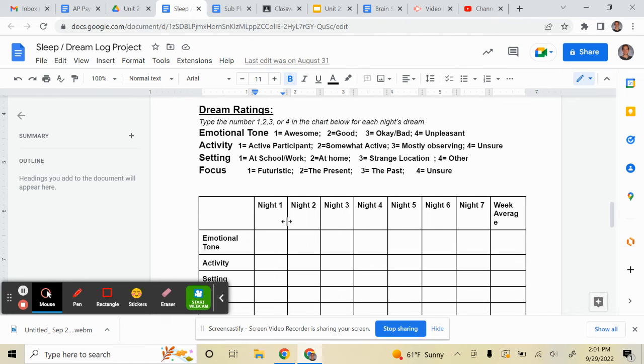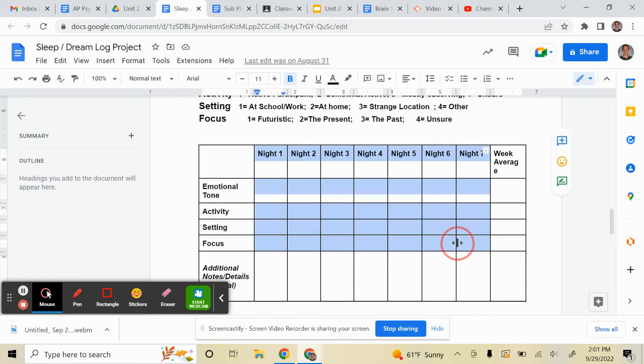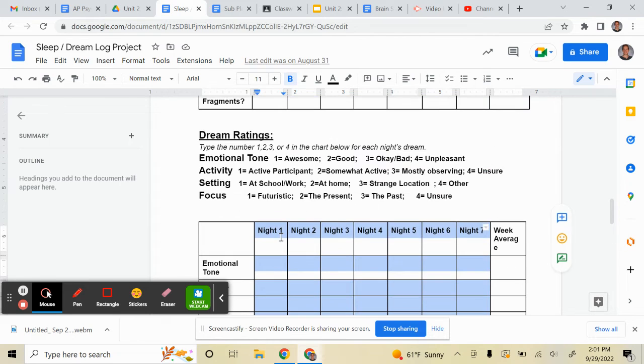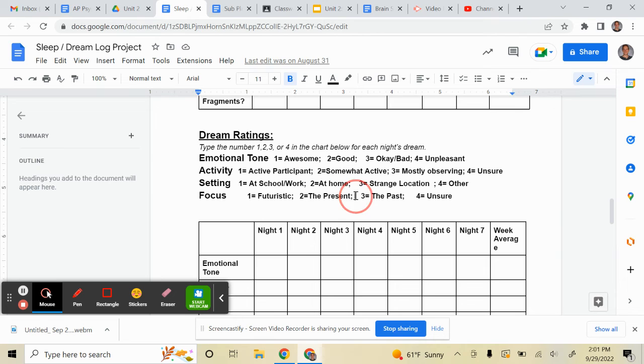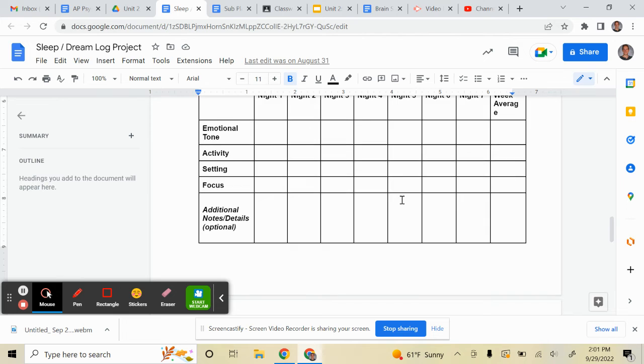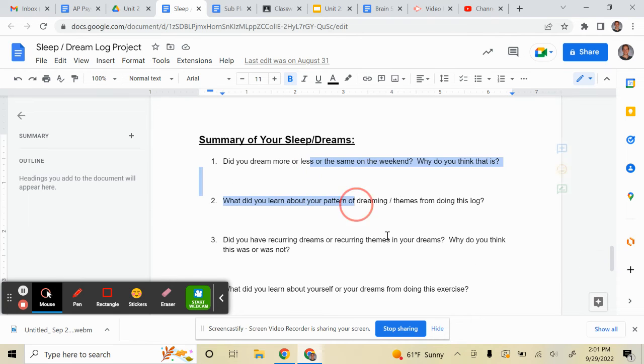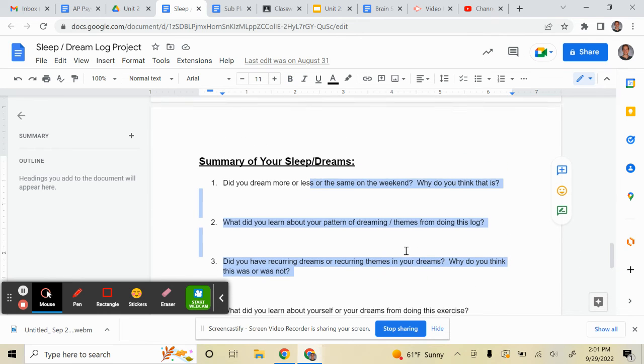There's a couple questions here about rating the emotional tone, the activity level, the setting, the focus, and I'll give you some numbers that go with that. I'll talk in more detail about this when I'm back with you again tomorrow. And then there's kind of some summary questions when you're done with this process.